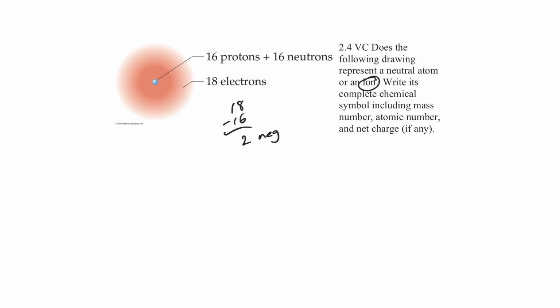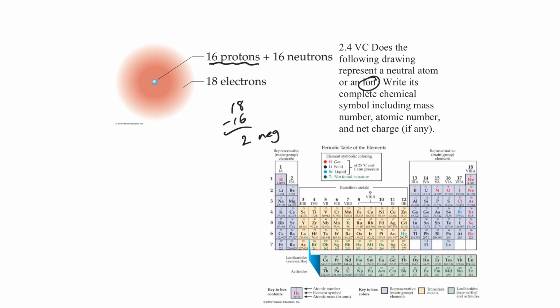So we start with protons. Protons are your definition of an element. Protons tell you how many protons you've got, and tell you the atomic number. And every element has one specific atomic number. All right, so if we look here, this is 16 protons. We know that when you go to the periodic table, 16 protons is going to be sulfur.